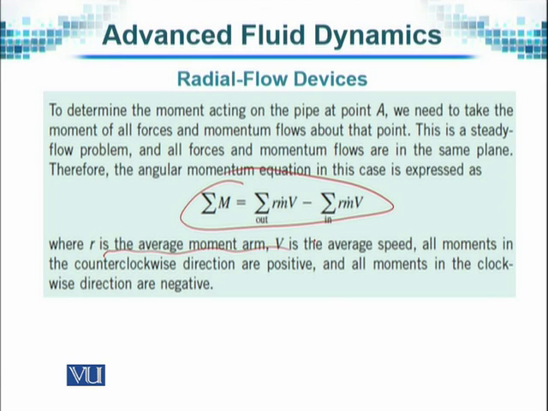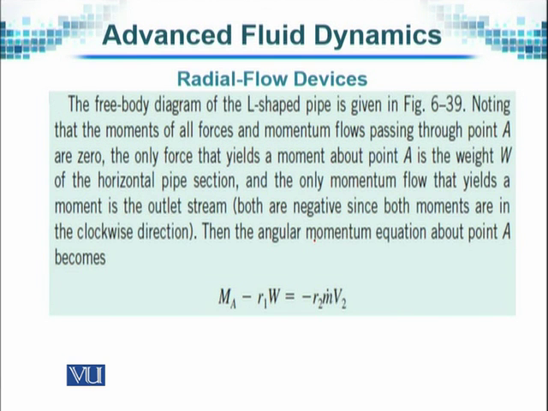To determine the moment acting on the pipe at point A, we make use of this equation, where R is the average moment arm and V is the average velocity or speed. In the free body diagram of the L-shaped pipe, we note that the forces and momentum flows passing through the point A are equal to 0. The only force that yields a moment about A is the weight. All other forces have a resultant of 0, and therefore weight is the only contribution.